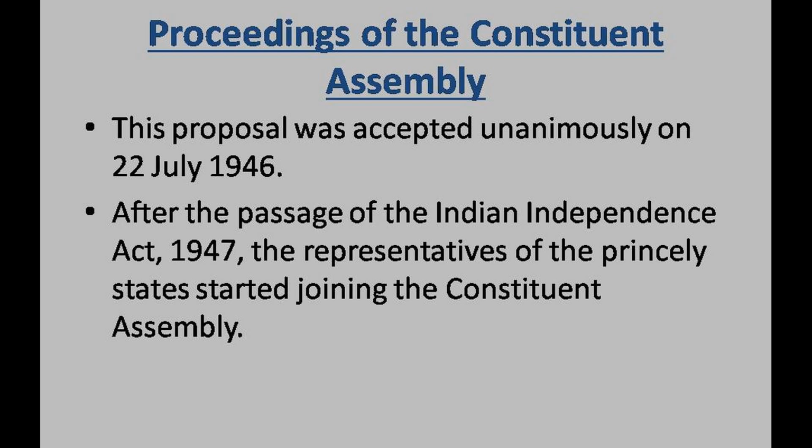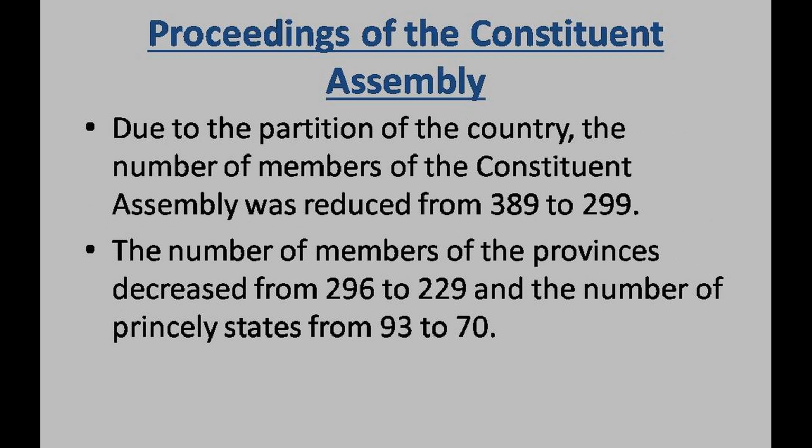After the passage of the Indian Independence Act 1947, the representatives of the princely states started joining the Constituent Assembly. Due to the partition of the country, the number of the members of the Constituent Assembly was reduced from 389 to 299. The number of the members of the provinces decreased from 296 to 229, and the number of princely states from 93 to 70.